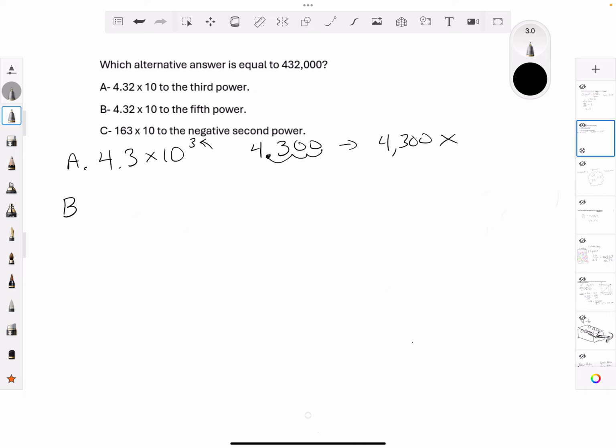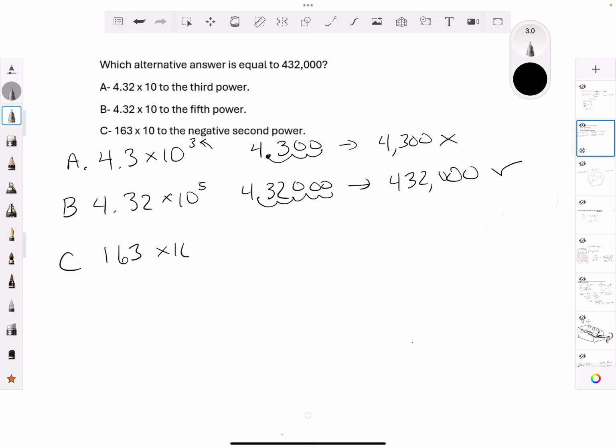We'd have B. We'd have 4.32 times 10 to the fifth power. So this, we would take the number and go 1, 2, 3, 4, 5. And this is going to be 432,000. So that B is our correct answer, but let's look at C since we're here. I have 163 times 10 to the negative second power. This negative second power indicates that this number is actually smaller than what it's representing itself to be. So we'd have 1.63, where the decimal is located behind the 3. Because this number is smaller, I need to move it 1, 2 spots to the left, and this number is actually equal to 1.63, which is not equal to 432,000.